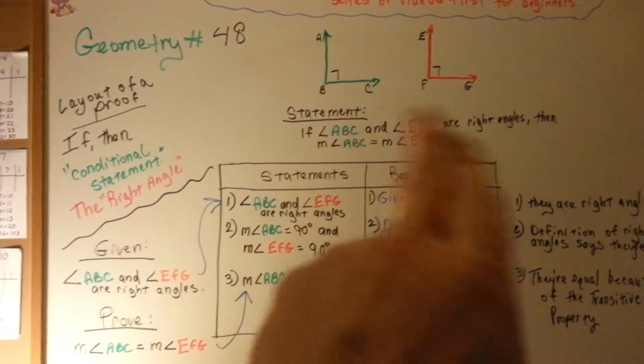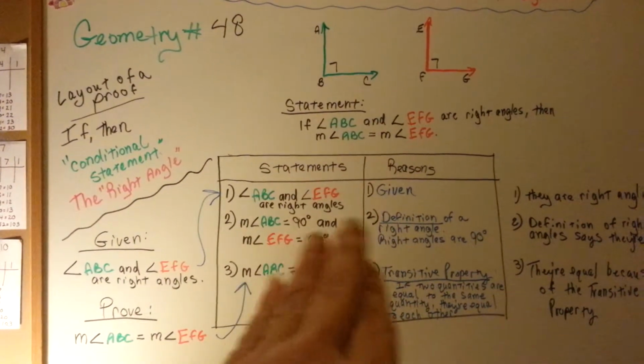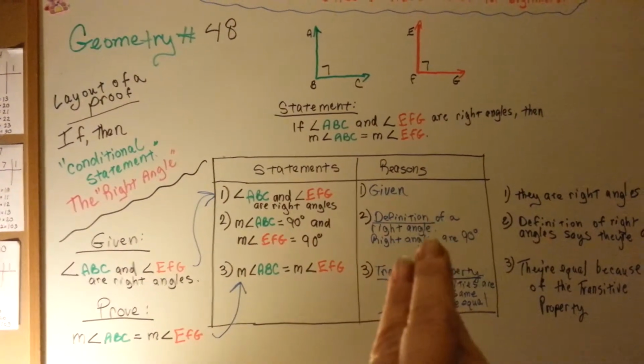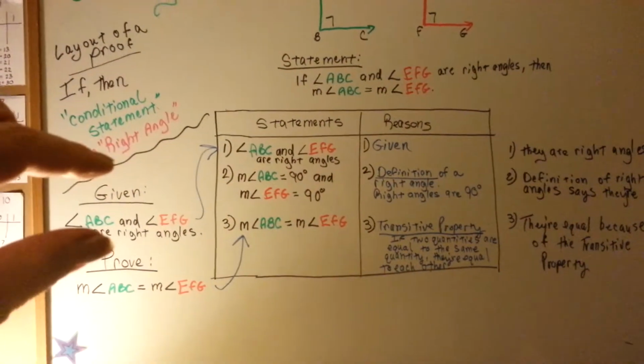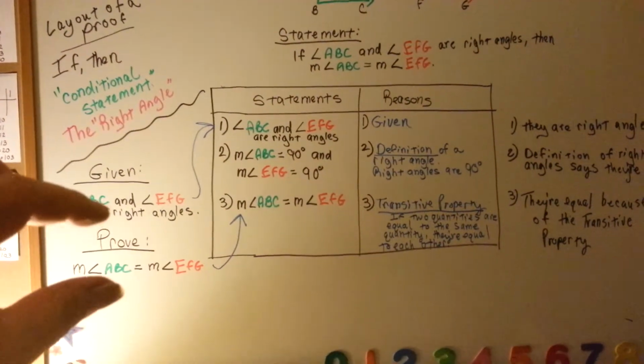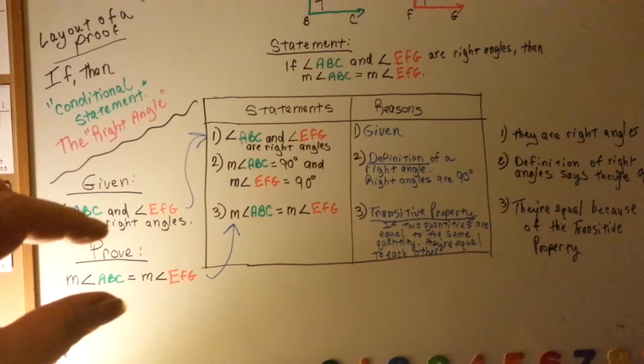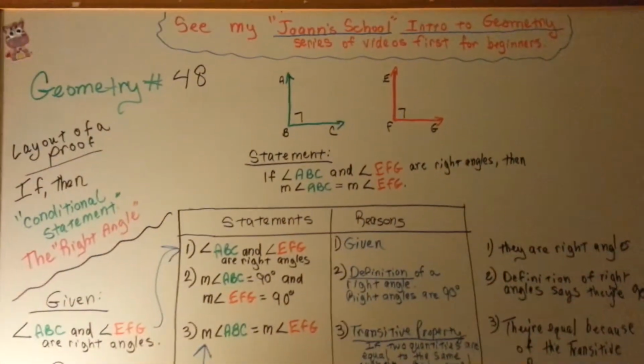We've got our statement. We've got our proof table with our statements on the left and our reasons on the right. We've got our given, which is our evidence. And we have our prove, the thing we're trying to prove. So let's take a closer look at our drawing.